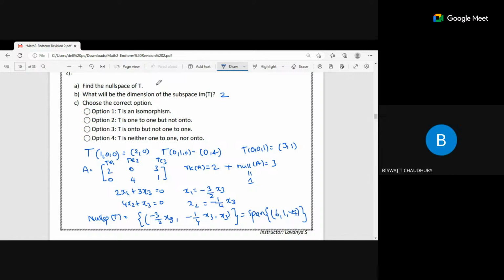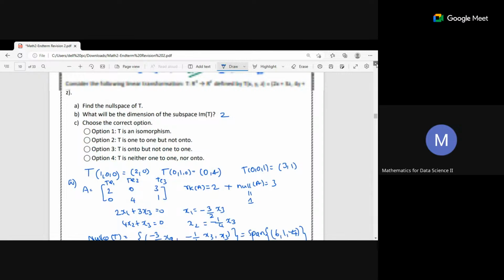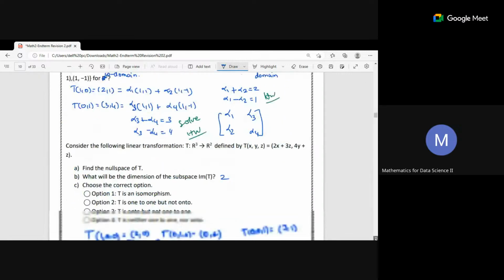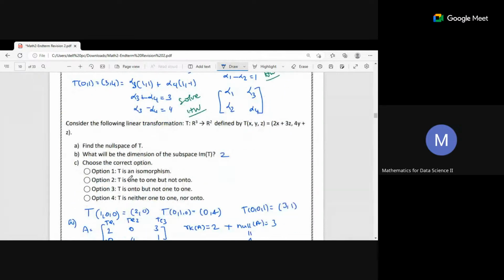So this is for A. Here we have done. So for C, choose the correct option. Which is the correct option? T is an isomorphism. Can this be an isomorphism? What is the range and domain and codomain? They are different. Can this be an isomorphism? No, ma'am. It cannot be an isomorphism.